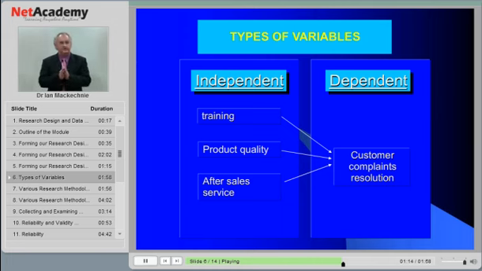The dependent variable is the one that doesn't change, but with the independent variables, we can manipulate those to either perhaps drop one or perhaps even add one if we wish. We might find through our research, for example, that although these three independent variables may be important, we might discover that there are other independent variables which are important to customer complaints resolution. The independent variables we can manipulate, change and play with. The dependent variable is the one that we are seeking to examine.